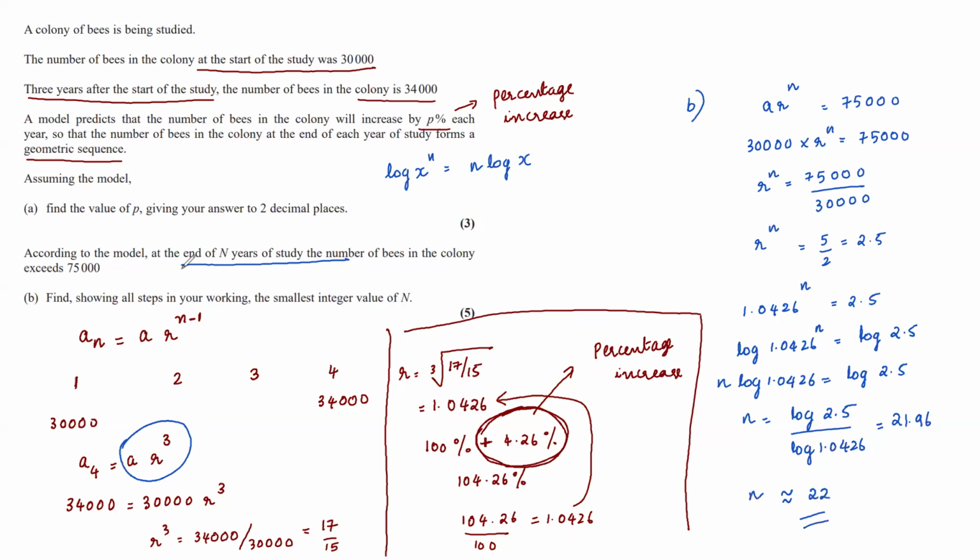So according to the model, at the end of 22 years of study, the number of bees in the colony will exceed 75,000.